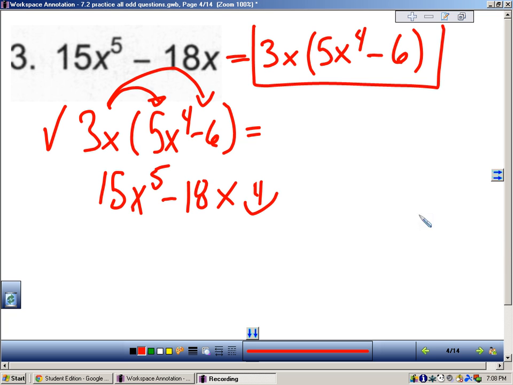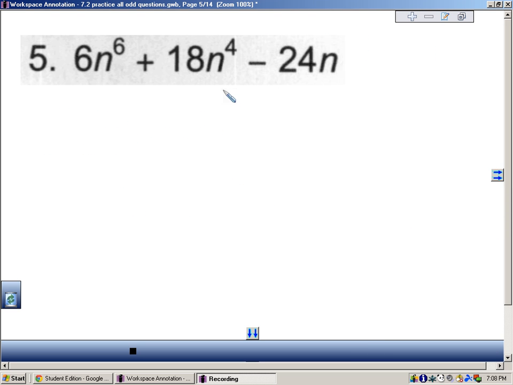Number 5. Directions are the same, right? Yep, same grouping of questions. Number 5. I'm not going to group. It's going to find the common factor amongst the coefficients. Looks like it's going to be 6. And the lowest power looks like it's going to be n, right?